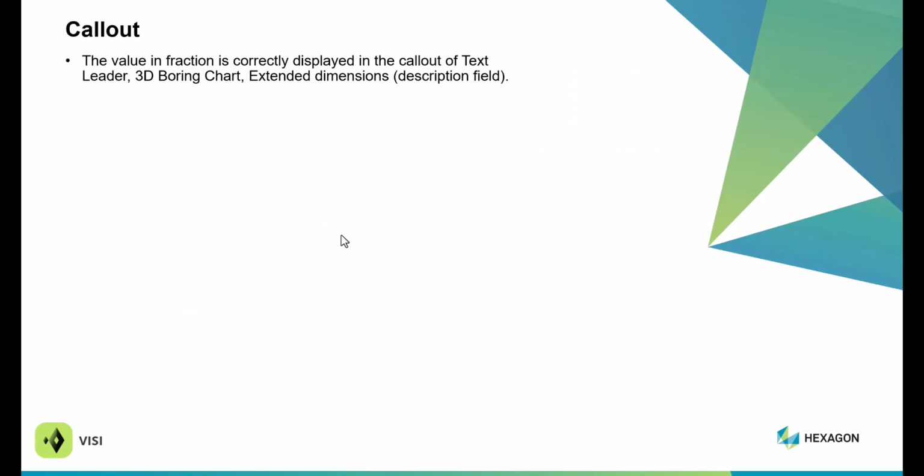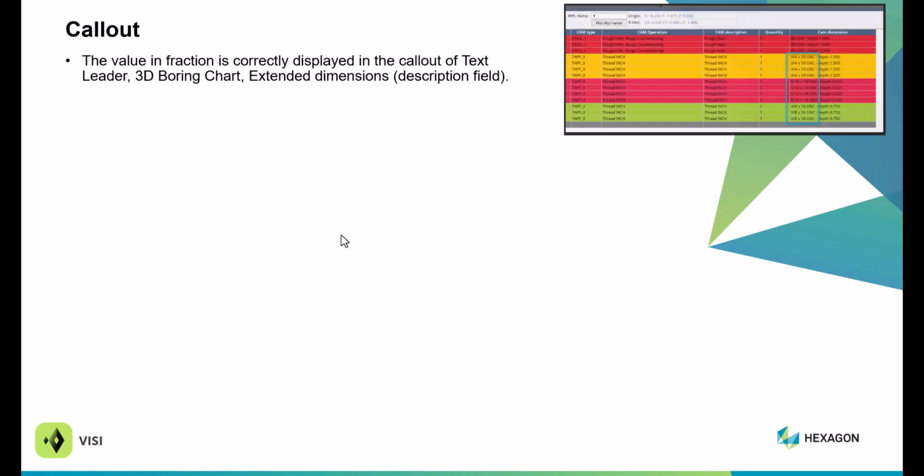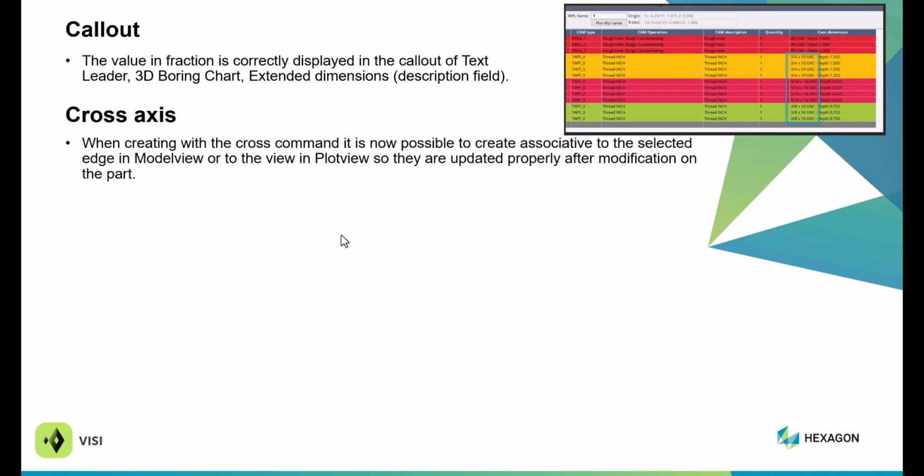Within your callout options, the values in fraction have been corrected or are correctly displayed in the callout text for text leader, 3D boring chart, and the extended dimension commands. Cross axis: when you are creating a cross within a command, it is now possible to create the associative to the selection of the edges within model view and or plot view, so it's easier to update after the modifications of the part. There is a new option to skip axes or circles for the computation within the cross axis.